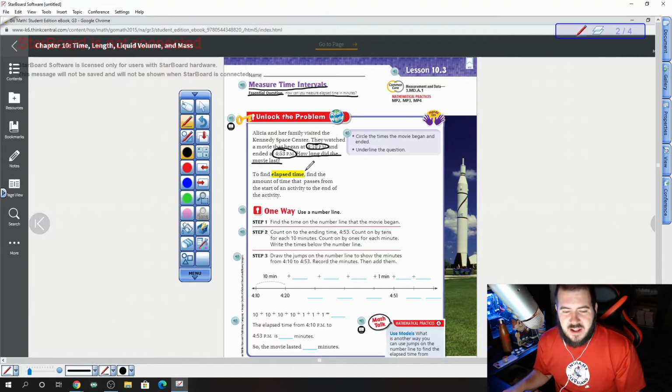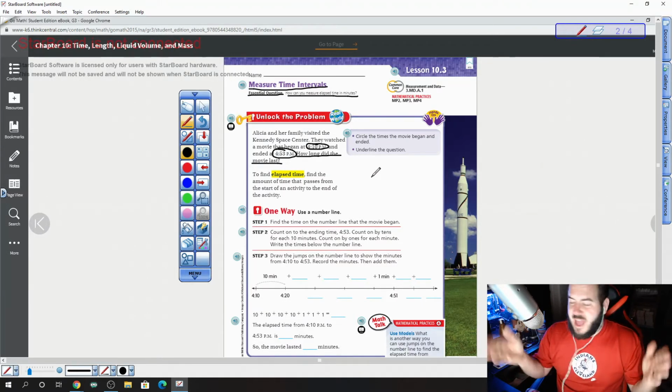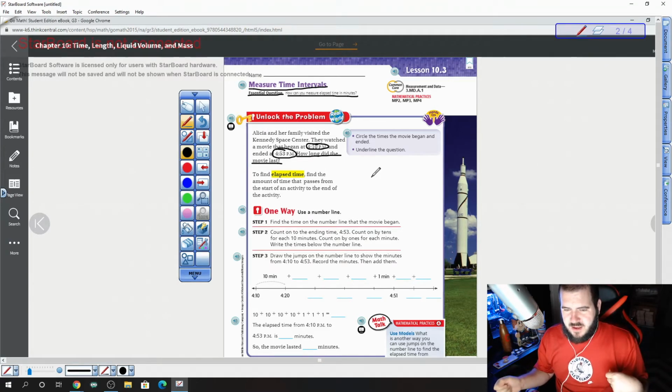To find elapsed time, we find the amount of time that passes from the start of an activity to the end of the activity. How long did it take to do something is essentially what we're finding when we find elapsed time. So, from the start of an activity to the end. One way we can do that is to use a number line.